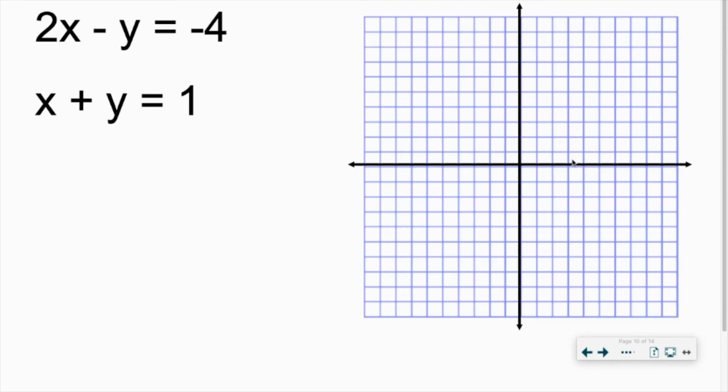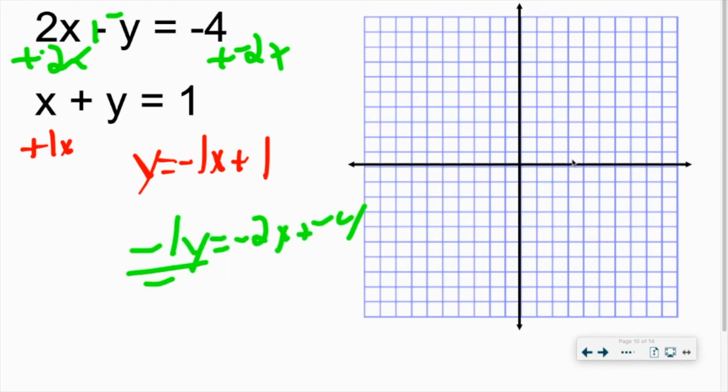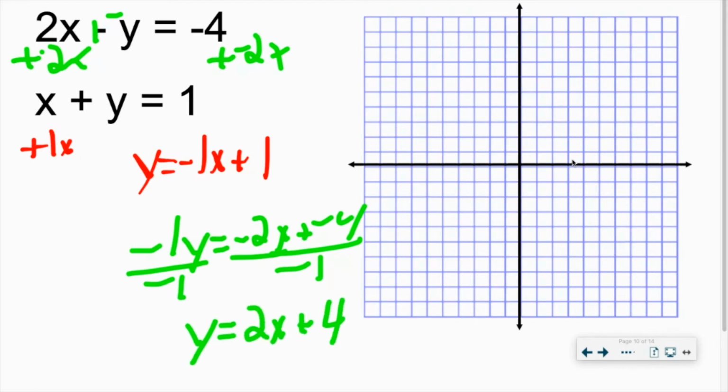Now, when we have these, they're not set up in y equals mx plus b, so you have two choices. You can graph them as they are using our intercepts, or you could quickly rewrite them if you wanted to, adding a negative 1x. So that gives me y equals negative 1x plus 1. And then this other equation up here, solving for this, adding a negative 2x to both sides. So I got a negative 1y equals a negative 2x plus a negative 4, divide by negative 1. Because we can't have a negative y, we get y equals a positive 2x plus a positive 4.